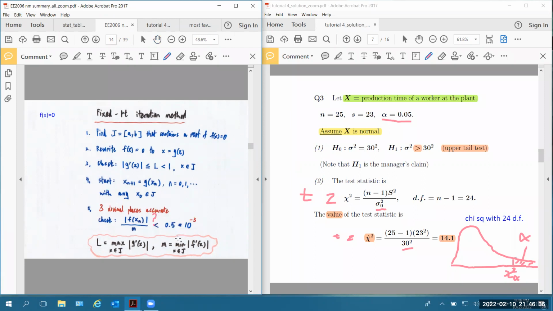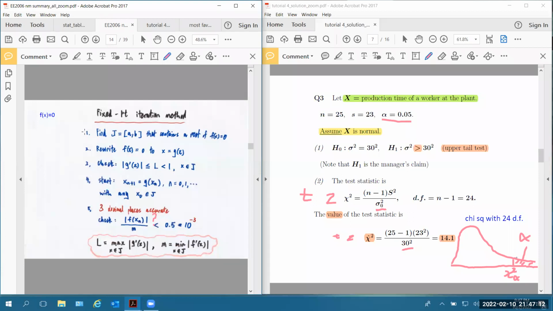If it really is like that, that means your xn is correct to 3 decimal places. If not, that means not yet, so carry on and try again. So these are the 5 steps of our fixed point iteration method. You can see that every step has theory behind it. These are just the summary of the steps.